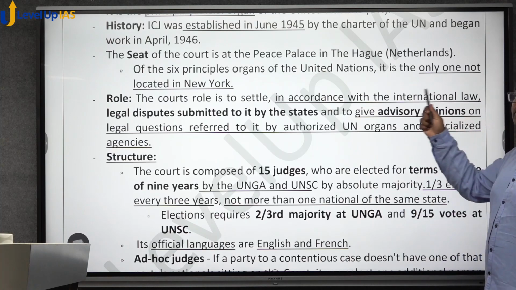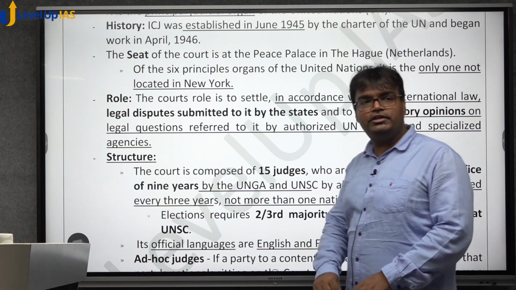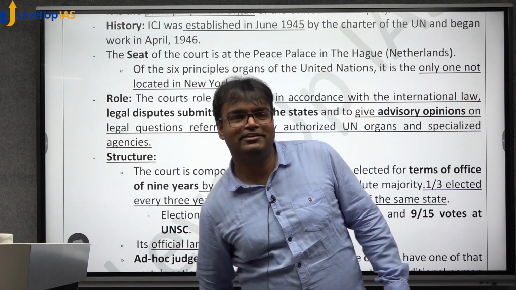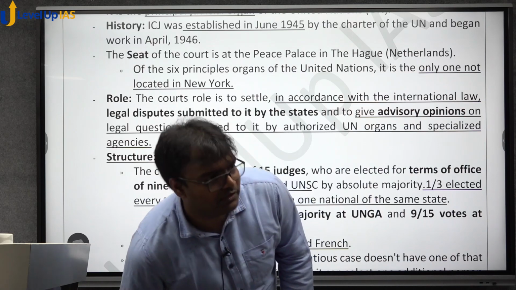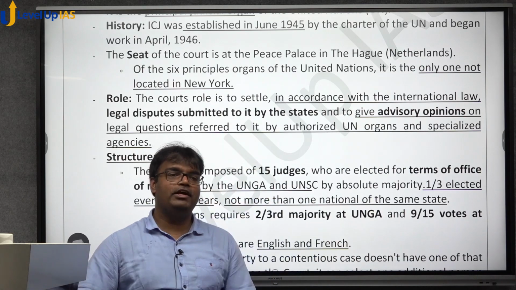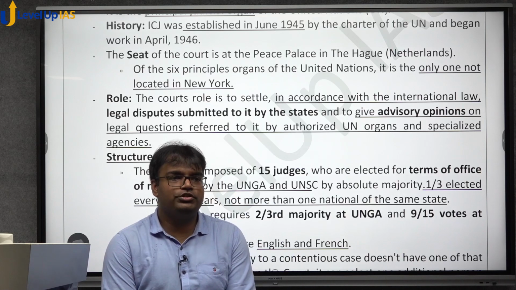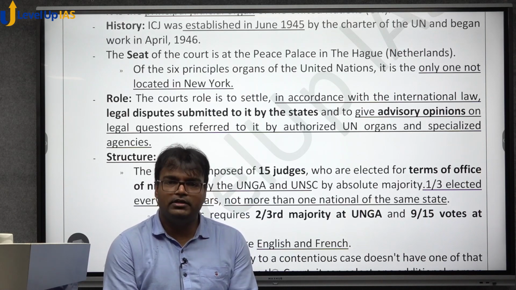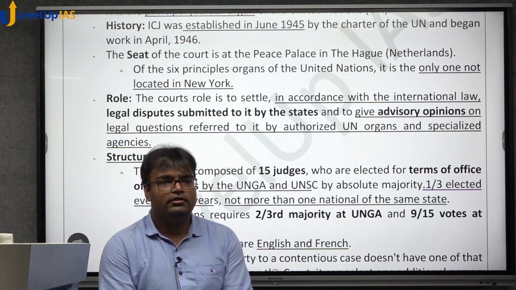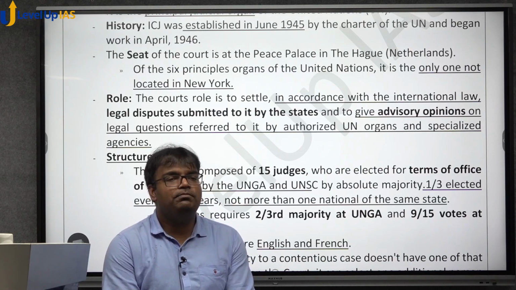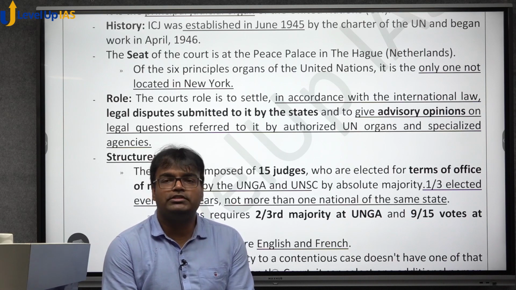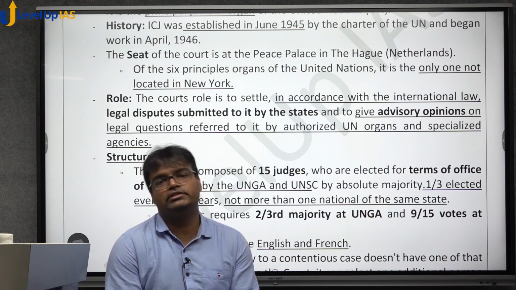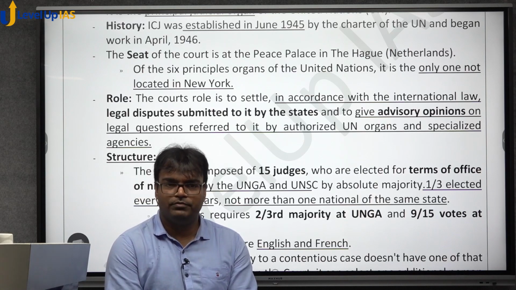Second, it can give an advisory opinion. For those of you who have studied the Supreme Court, you know under which article the Supreme Court has advisory jurisdiction? 143. Under Article 143, the Supreme Court of India has advisory jurisdiction. That is, the President of India can ask the Supreme Court to consider a matter and give its suggestion to the President. Right? Same is the case with the International Court of Justice. UN organs, UN bodies can take a matter to the International Court of Justice and ask for an advisory opinion.